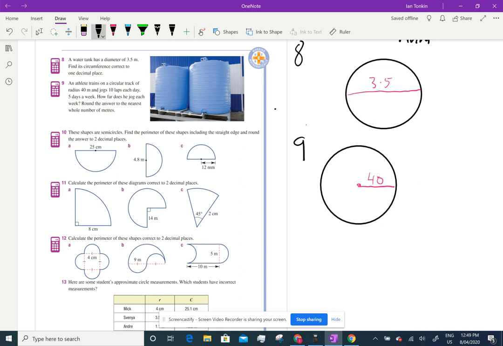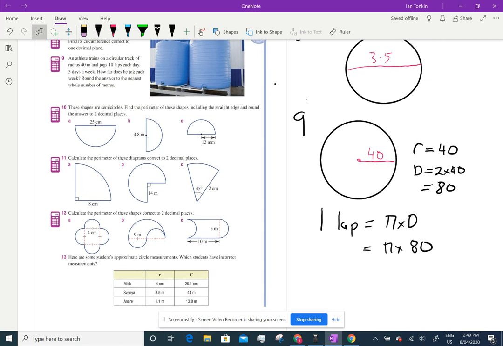Okay, well, let's work out 1 lap. Well, that equals pi times d. Now, we don't have the diameter, we have the radius is 40. So the diameter is 2 times 40, which is 80. So 1 lap is pi times 80.